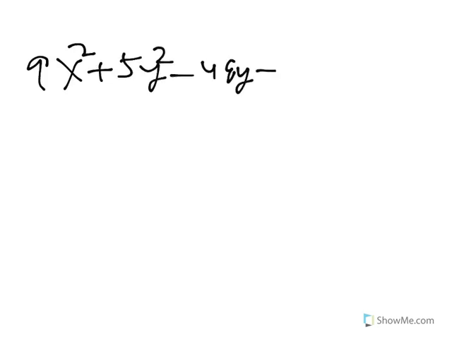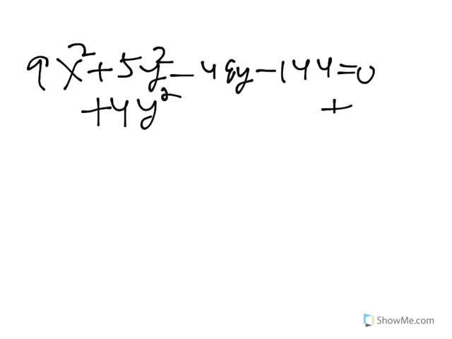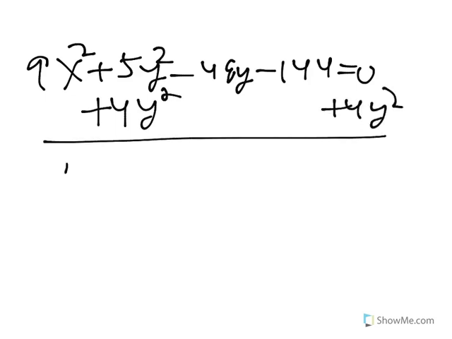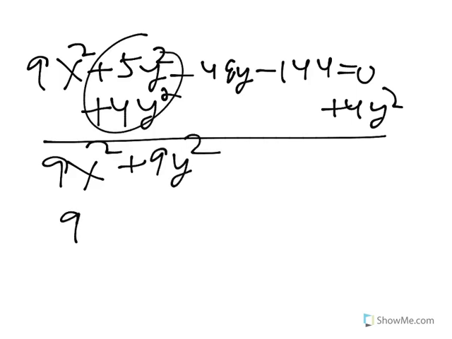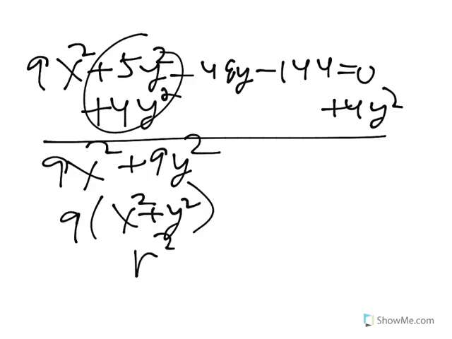Now I could also go in the other direction. If I have 9x squared plus 5y squared minus 48y minus 144 equals 0, the sneaky trick is to add 4y squared to both sides. What does that accomplish? Well, it makes this into 9y squared. It allows me to factor out the 9. It allows me to get an r squared in there. But I still have this other stuff, minus 48y minus 144.